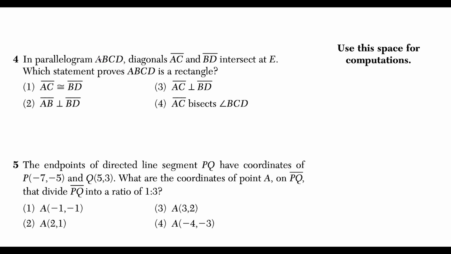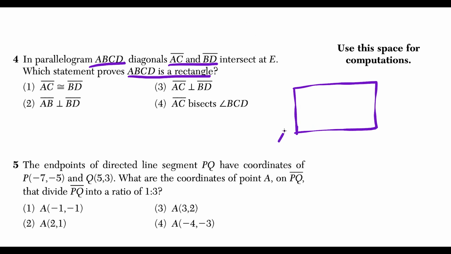Question 4, we have parallelogram ABCD, and we're drawing in the diagonals, and we want to know which statement would prove that ABCD is a rectangle. So if we draw out a rectangle here, and we try to draw it as accurate as we can, we have ABCD. So this is just a random rectangle.